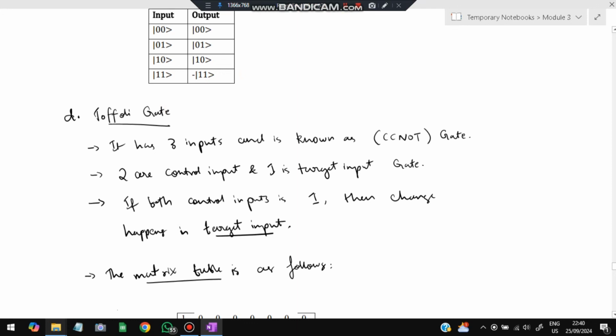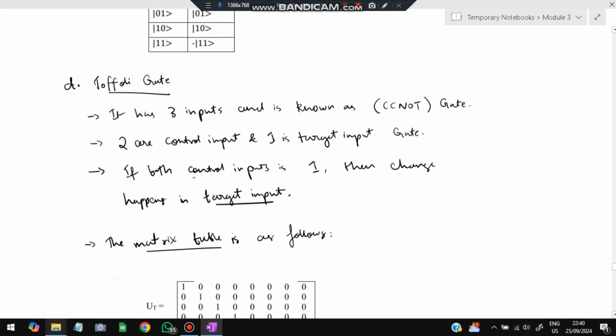It has three inputs. Till now how many inputs did we consider? Two inputs, but here we have three inputs. So what are those three inputs? It is known as the CC not gate, meaning controlled controlled not gate. Two are control inputs and one is the target input. Observe carefully. We have two control inputs and one target input. So the target input's change will depend on the two control input values. If both the control inputs are 1, then only the change will happen.